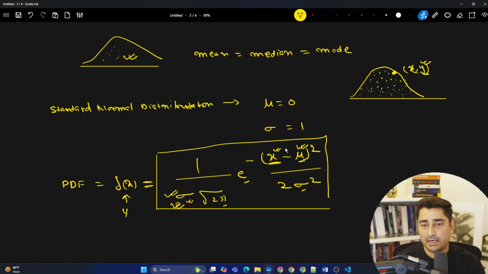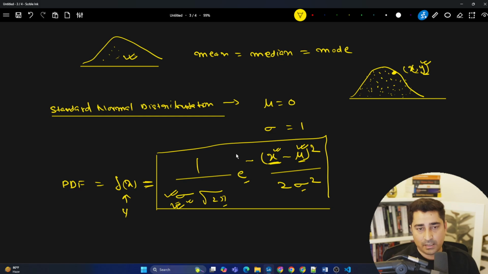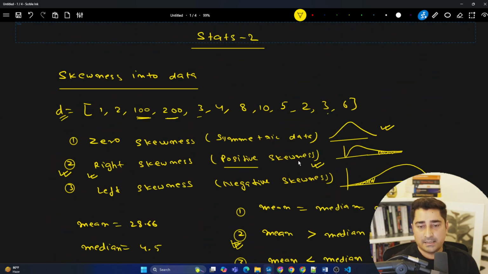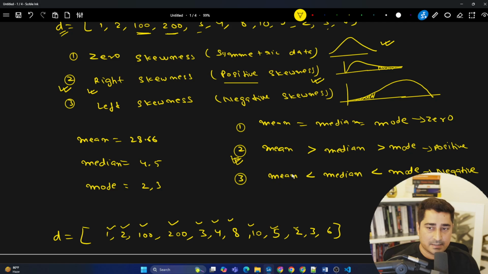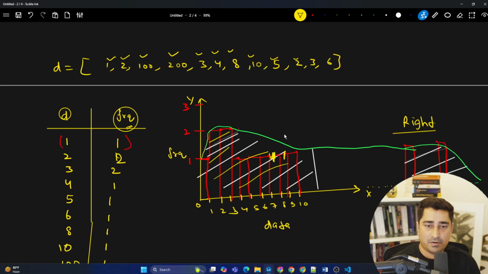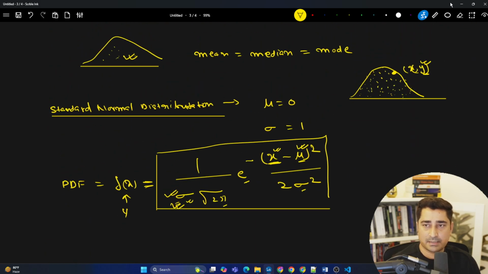We are going to take a data set and plot a curve. And just by plotting a curve, we'll get to know whether my data set is normally distributed, whether it falls under standard normal distribution, or my data set is right skewed, or left skewed, or a symmetric data set. This is what we are going to perform in today's class.